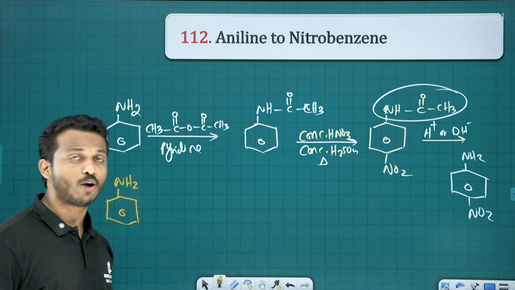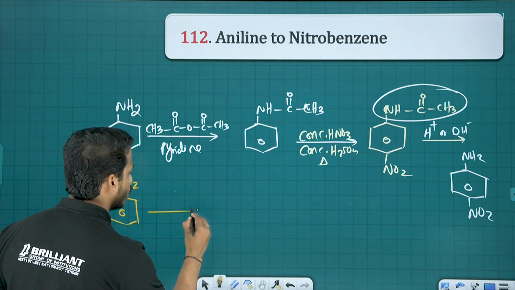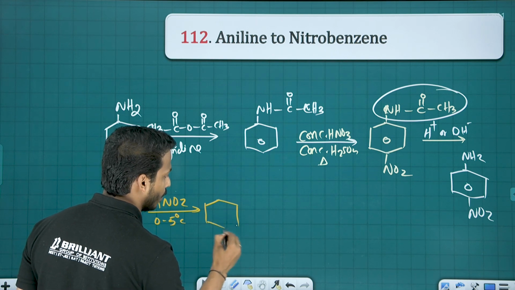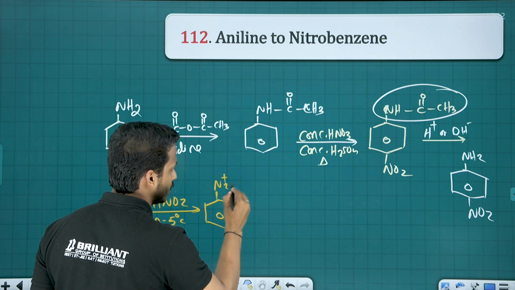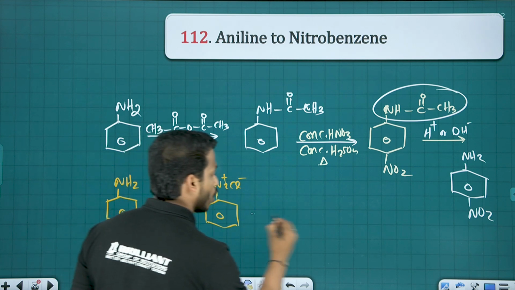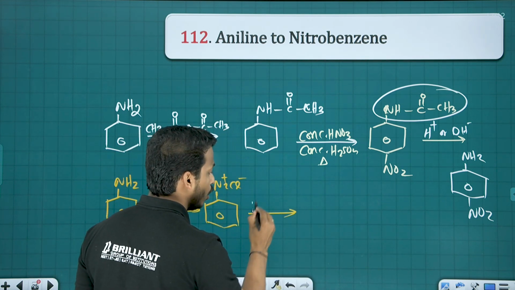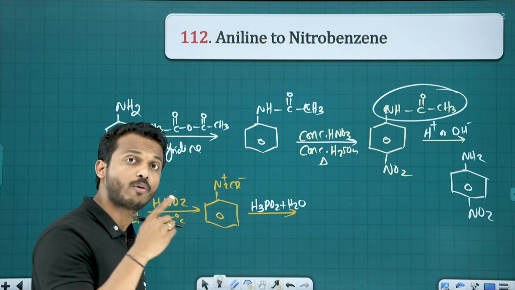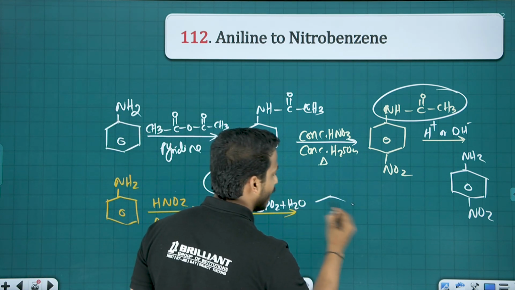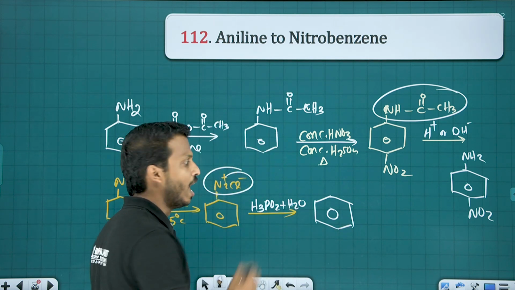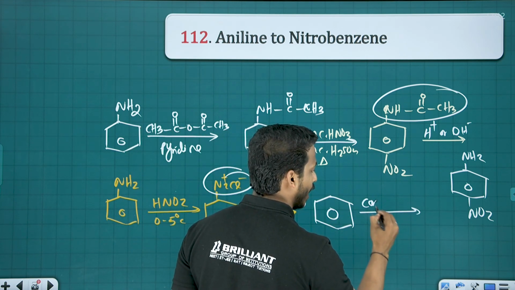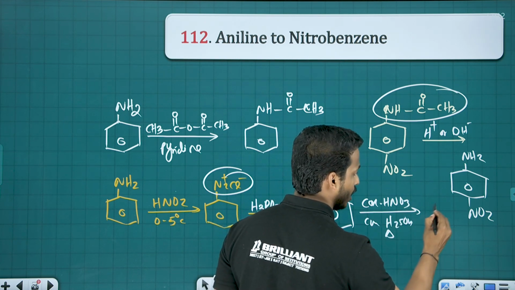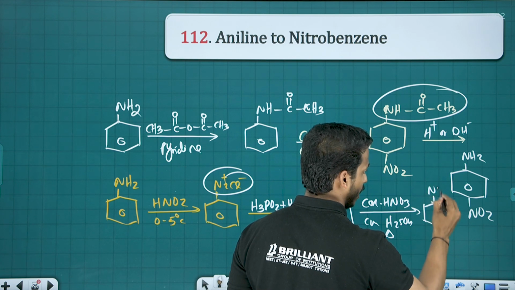But here the question they are asking is aniline to which one? Nitrobenzene. How to get a nitro group on this benzene? First do diazotization, HNO2 at 0 to 5 degrees, NH2 becomes the diazonium salt, N2+Cl-. How do you convert the diazonium salt into benzene? You may remember H3PO2 along with H2O, or we can use C2H5OH, ethanol. Both convert the diazonium salt into just benzene. How to get a nitro group on it? Do nitration, concentrated HNO3 and concentrated H2SO4. Here you will get nitrobenzene. This is all that is required here.